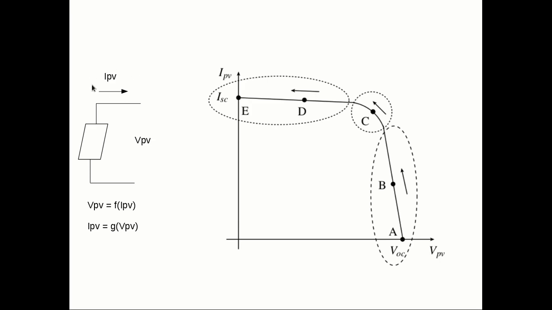If we somehow manage to set the panel current IPV equal to the value at this point, we will end up setting the voltage of the panel. So setting one variable sets the other, and that is how we achieve maximum power point tracking, which of course will be another tutorial. But here we just talk about the characteristics of the solar panel.